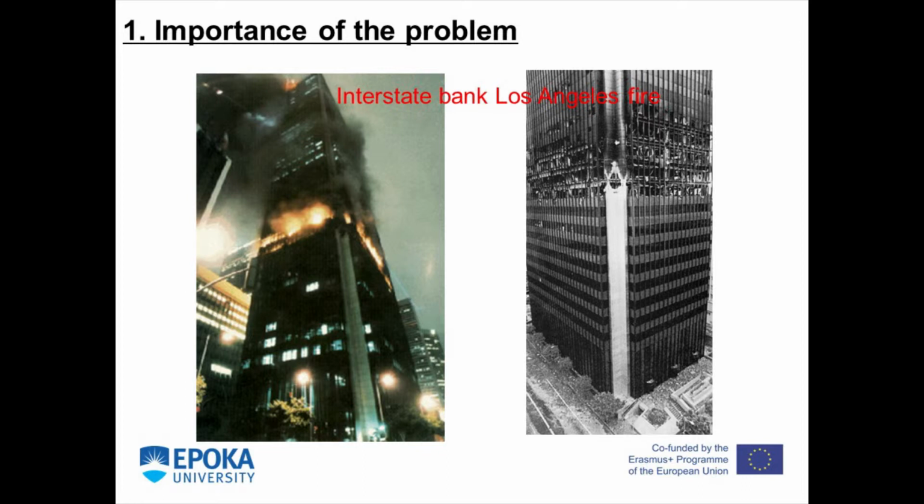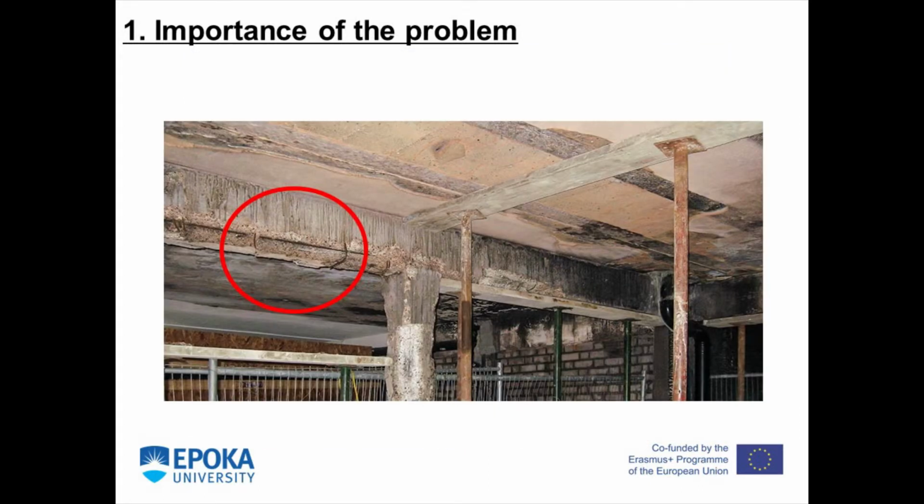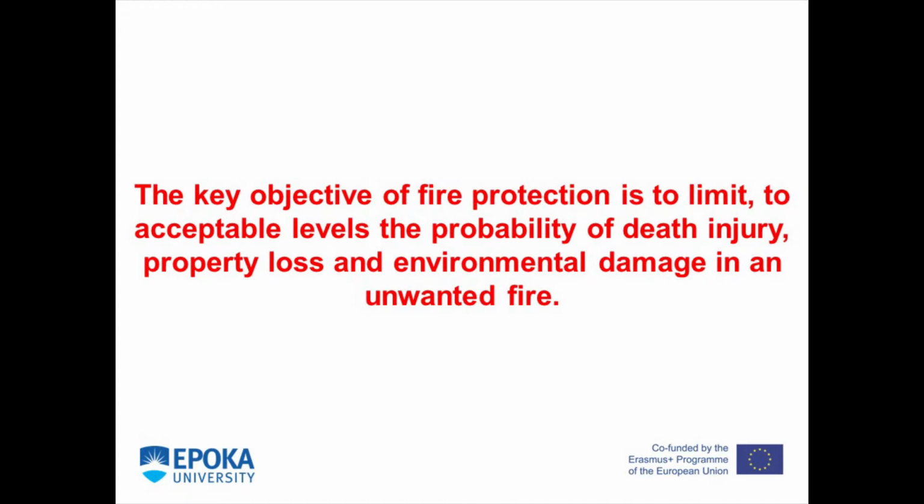An example of a protected building was that of the Interstate Bank in Los Angeles. As can be seen in the slide, only 3 stories were destroyed in the building. Some examples of the consequences of fire and how they destroy the elements of steel structures, and of reinforced concrete structures. At the end, the key objective of fire protection is to limit to an acceptable level the probability of death, injury, property loss, and environmental damage in an unwanted fire.